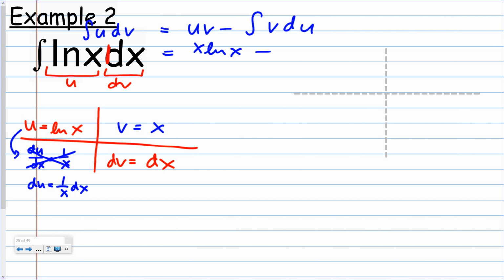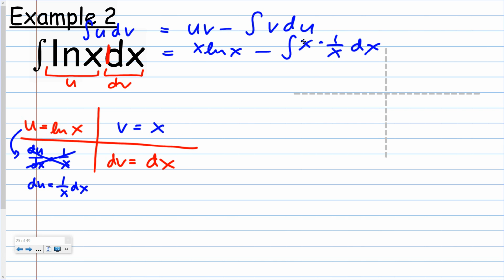You guys good with that? I mean, you could say ln of x times x, but it's a little bit awkward. So I just say x times ln of x. All right, then the integral of v du. What's v? v is x. What's du? du is 1 over x dx.